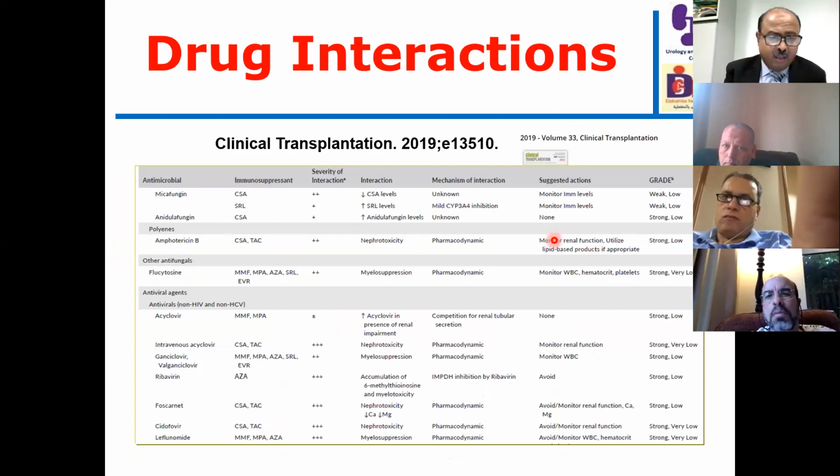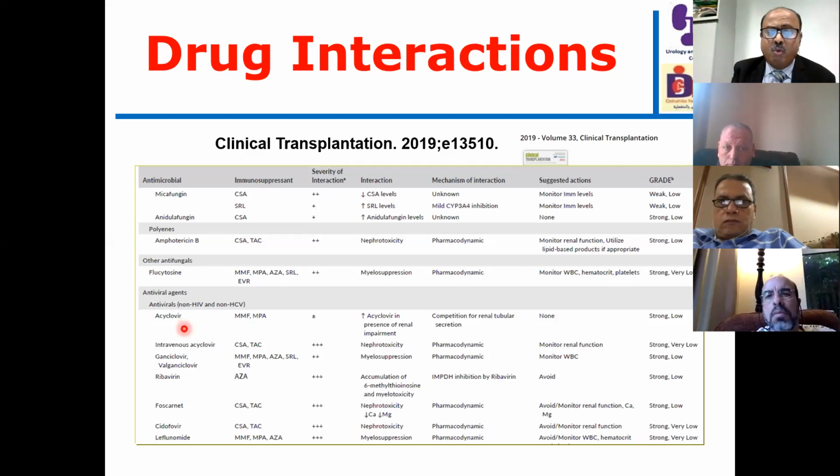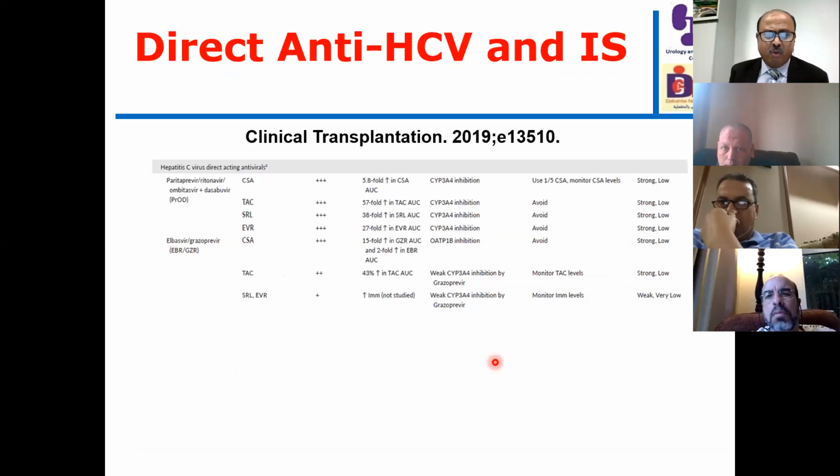Another drug. I'm not going to read all these drugs, but I want to address acyclovir. When we give acyclovir with an immunosuppressive drug, we should be careful about tubular secretion and kidney function. If acyclovir is given with cyclosporin or tacrolimus, this is a significant interaction that may be associated with nephrotoxicity because of a pharmacodynamic effect. So please, if this drug is given, it should be given in a hydrated patient, and kidney function should be monitored well.